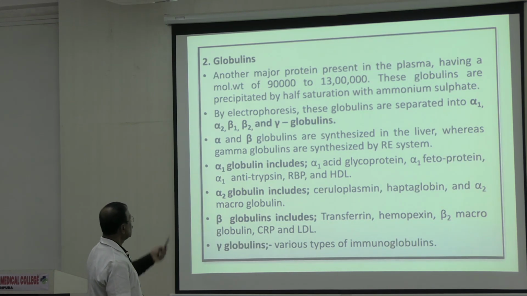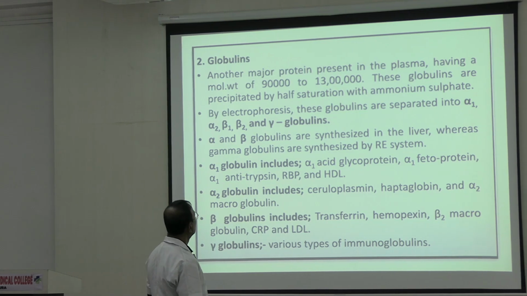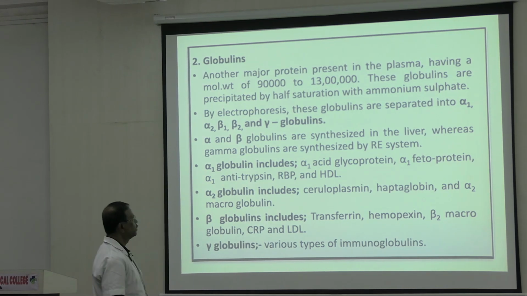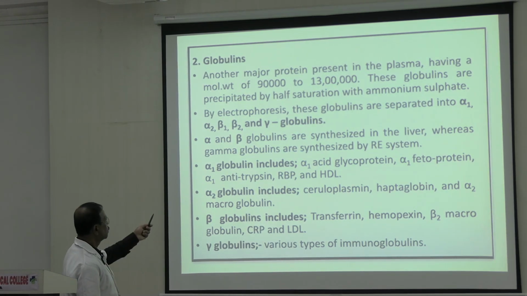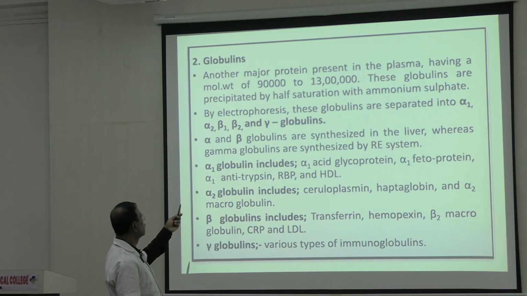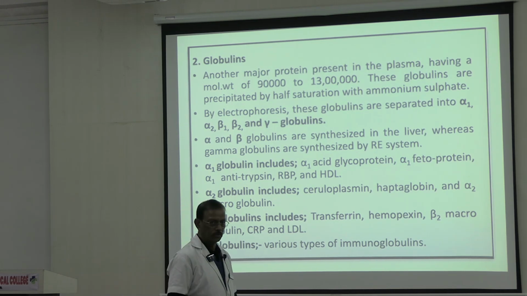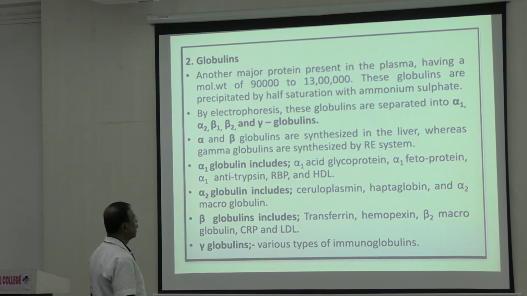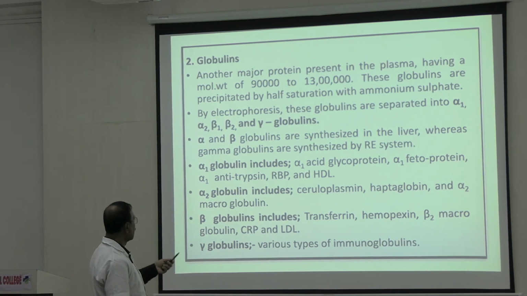Globulins are major proteins having molecular weight 30,000 to 1,30,000. These globulins are precipitated by half saturation of ammonium sulfate. By electrophoresis, these globulins are separated into alpha 1, alpha 2, beta 1, beta 2 and gamma globulins. Alpha and beta globulins are synthesized in the liver, whereas gamma globulins are synthesized in the RE system, the reticuloendothelial cell system.